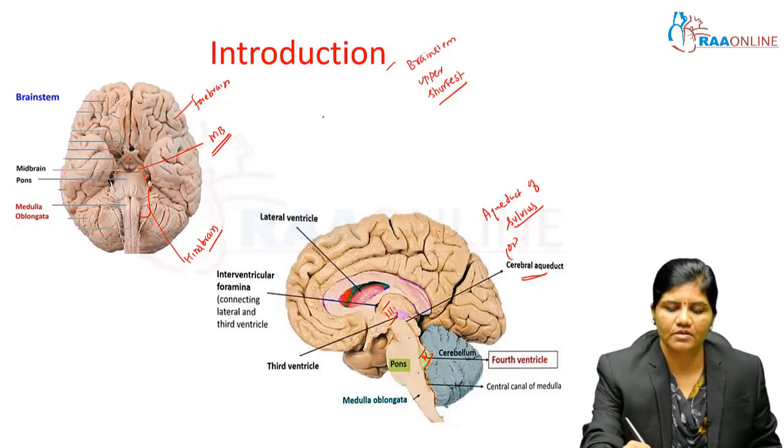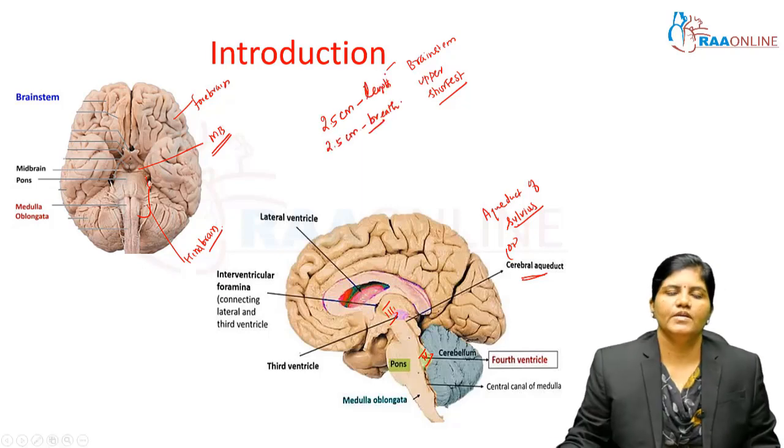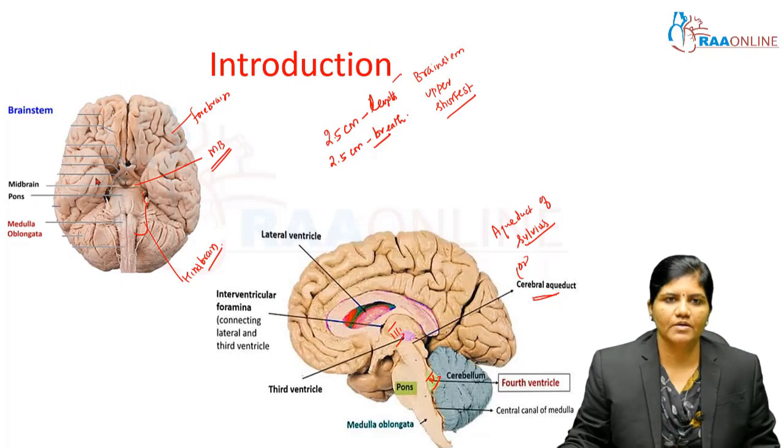The dimensions are, it is 2.5 centimeter in length as well as 2.5 centimeter in breadth. In the inferior surface you can appreciate the part of the midbrain, known as crus cerebri. And in the medial surface this is the area for midbrain. This is the crus cerebri of midbrain. These are the colliculi of midbrain. So that's all about the introduction.